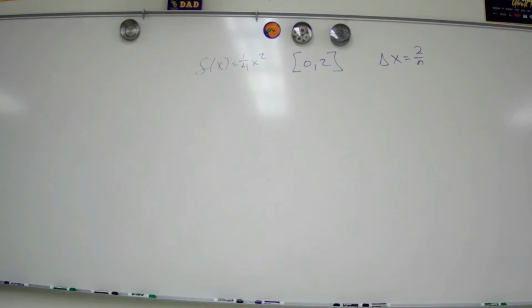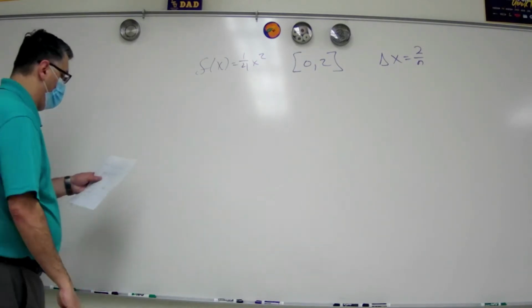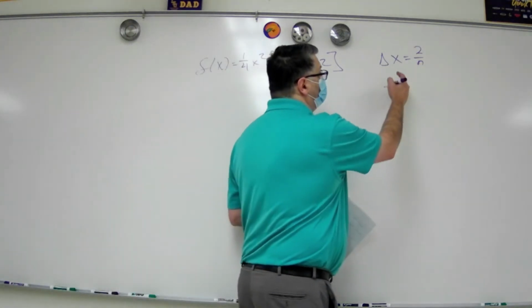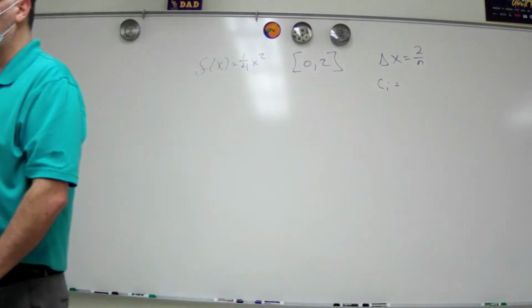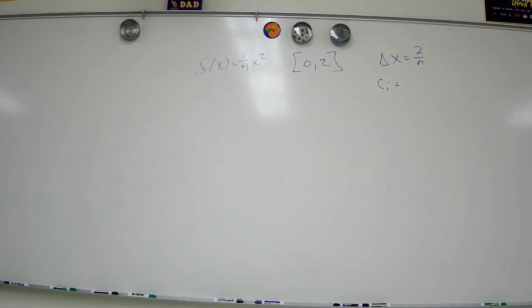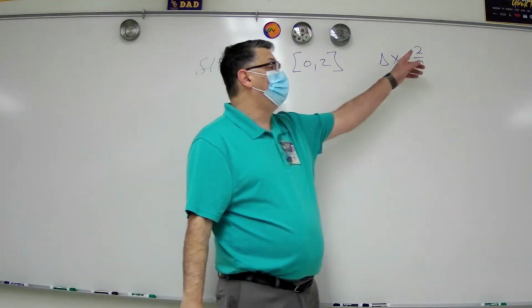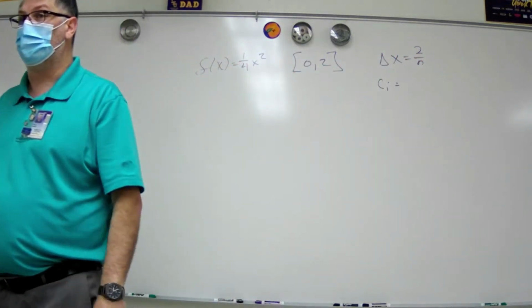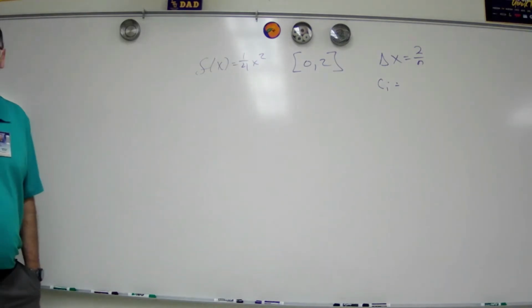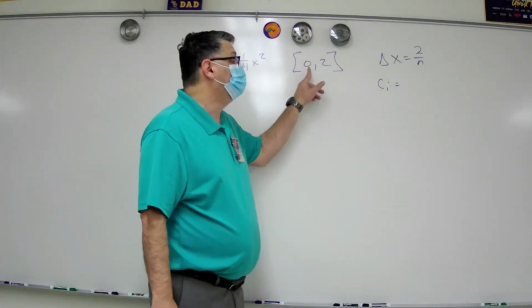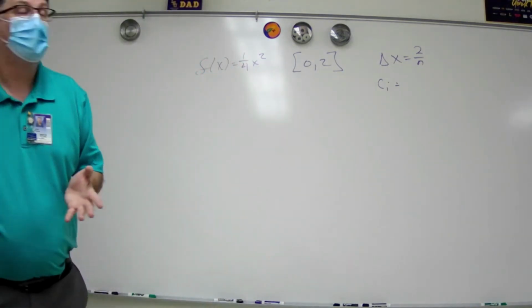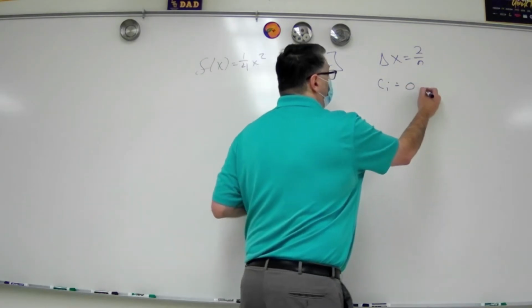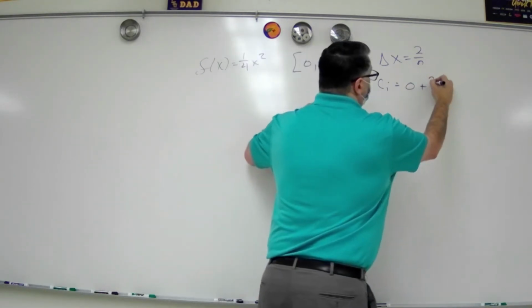Alright. Now, to find this, I have my delta x, I need a c sub i. My c sub i, pick an endpoint and add 2i over n. Pick an endpoint. Which one do you think is going to be easier? 0. This is basically what that last problem was trying to show, that these are going to give you the same exact value as a limit as n goes to infinity. So just pick the easier one to use. 0 plus 2i over n.